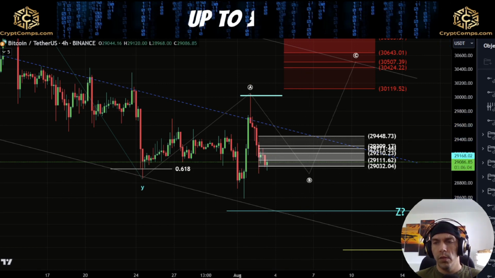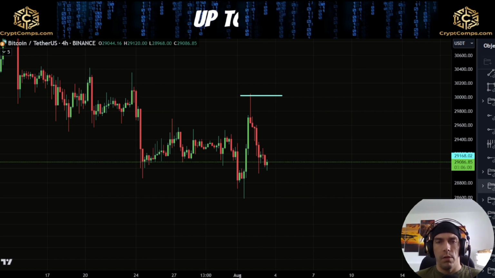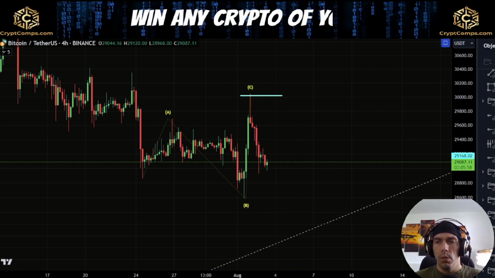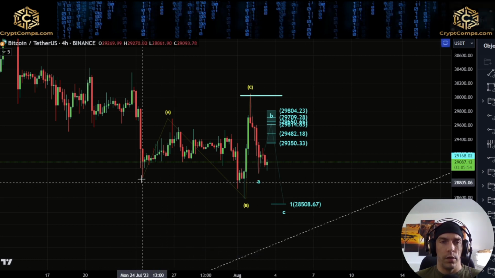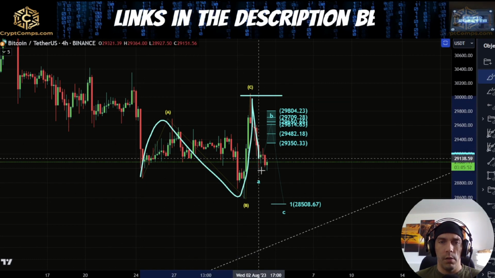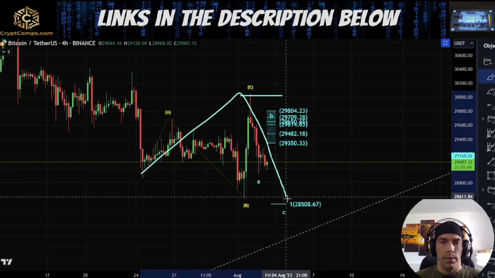Alternatively, what we could also argue here is that if we are looking at this as this idea of a flat correction here, what we could then see is a 3-wave move to the downside like this. Now, if this becomes ABC and then we see ABC, this in itself could be becoming a bigger flat correction.